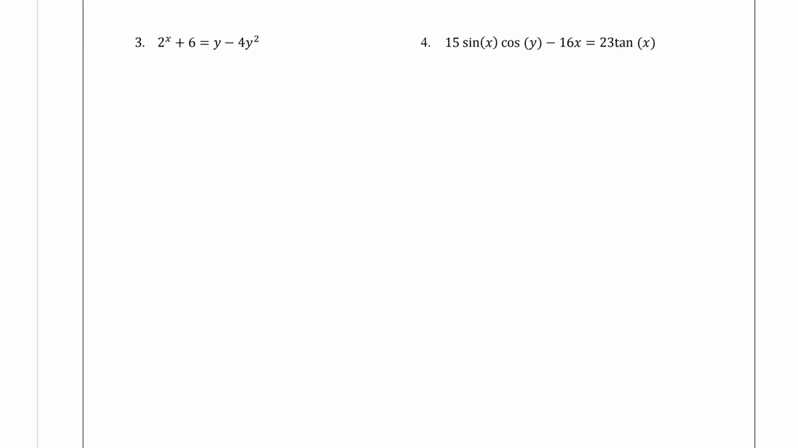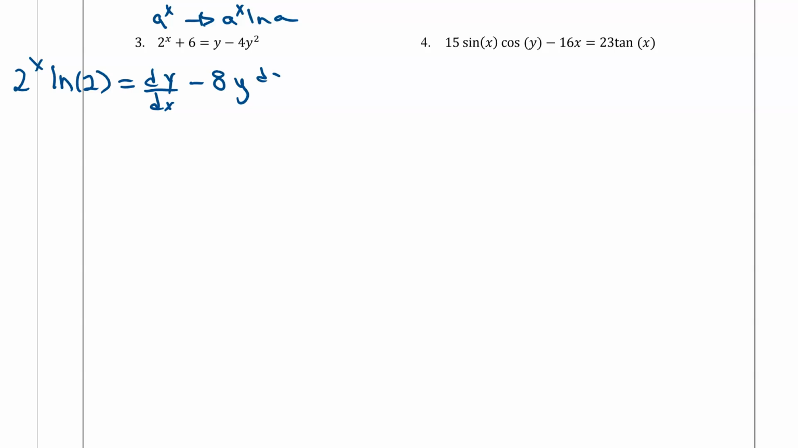So this is the form a to the x. So our derivative of that is a to the x ln a. So I've got 2 to the x natural log of 2, plus derivative of 6 is 0. Derivative of y is dy dx. Derivative of 4y squared: pull down the exponent, we've got negative 8, and then make it one smaller, y. Tack on your dy dx.